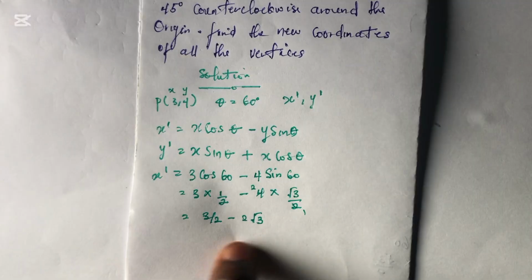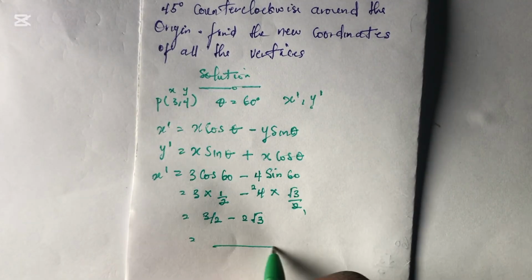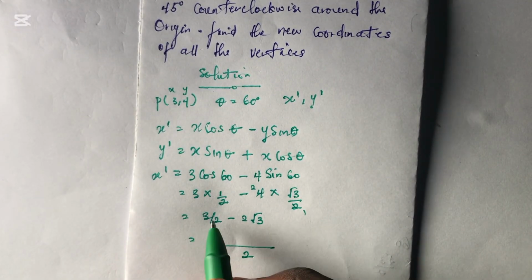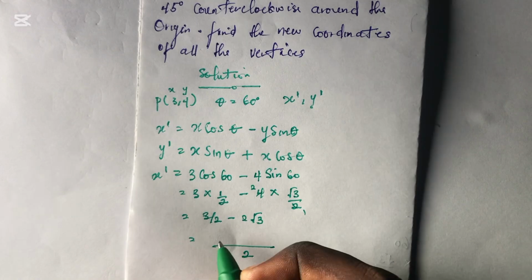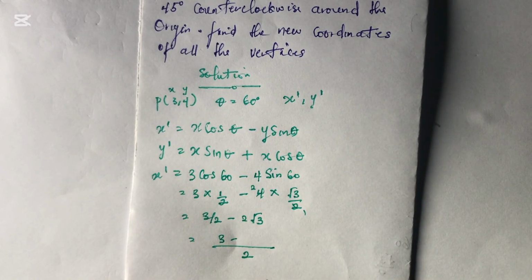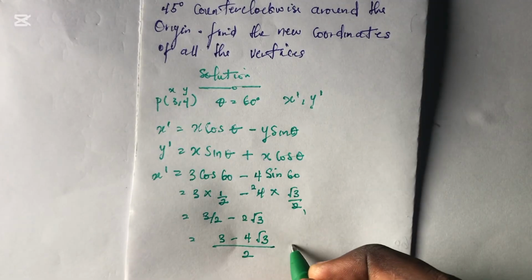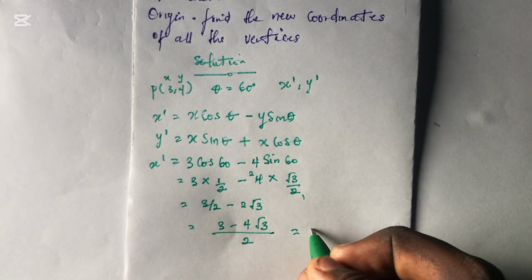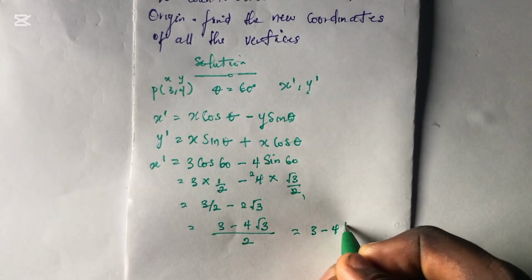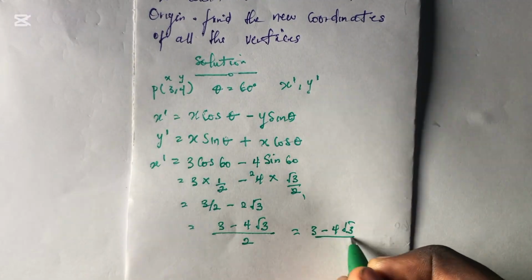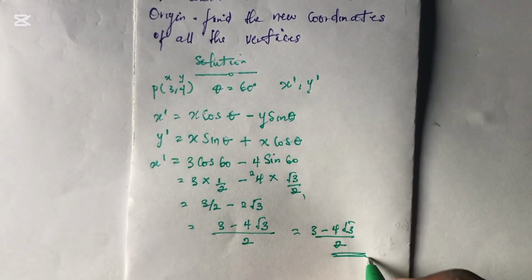Alright, so we can still simplify this. We can take the LCM, which is 2. So 2 divided by 2 is 1 times this. This is 3 negative 4 root 3. So this will give me 3 negative 4 root 3 divided by 2. Alright, so this is for my x.